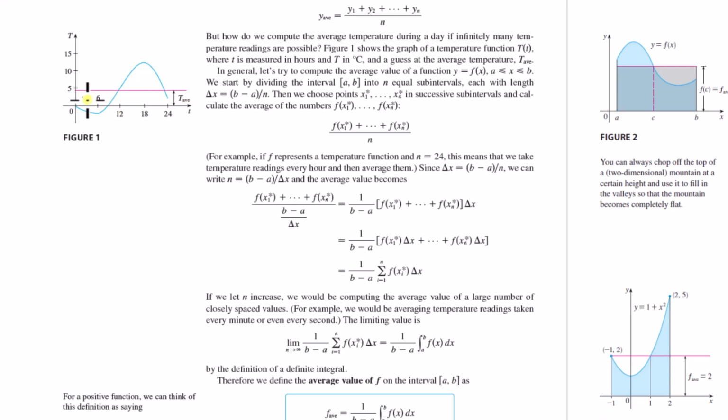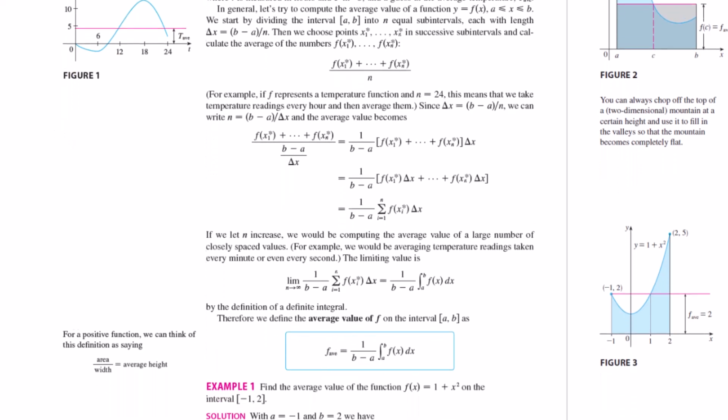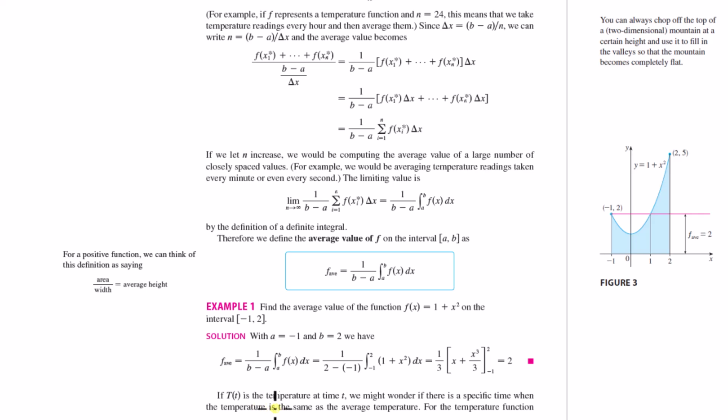But still, it's interesting to think about if you do have a continuous curve, which has an infinite number of points over any interval, what's the average of that function over the interval? So it says if the temperature as a function of time is the temperature at time t, we might wonder if there's a specific time when the temperature is the same as the average temperature.